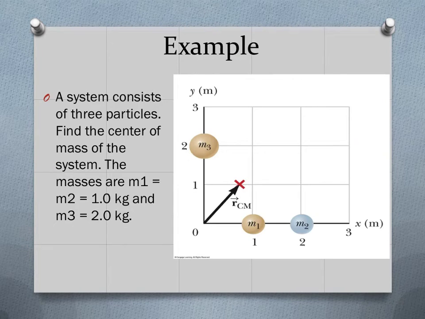Determining the center of mass is a little bit more difficult. So let's do an example where we have multiple particles in a few different directions. A system consists of 3 particles, M1, M2, and M3. Find the center of mass of the system. The masses are given here: M1 and M2 are equal, both 1 kilogram, and M3 is double that, 2 kilograms. I'm going to make a new page to show all of the work for this. It will help if you have these printed off, so that you can follow along.